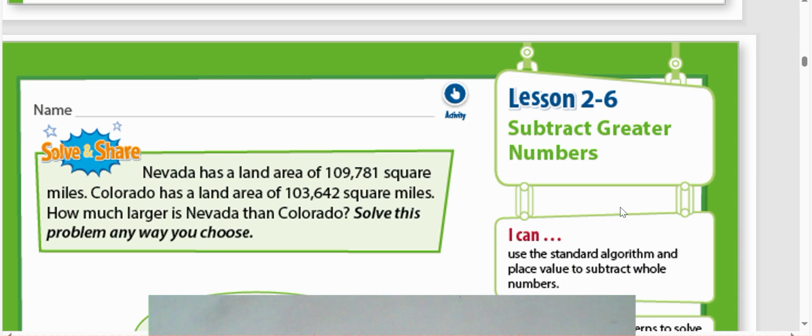Grade 4. Today we'll explain lesson number 6, topic 2 from volume number 1. This lesson speaks about subtracting greater numbers. Okay, look at it with me.